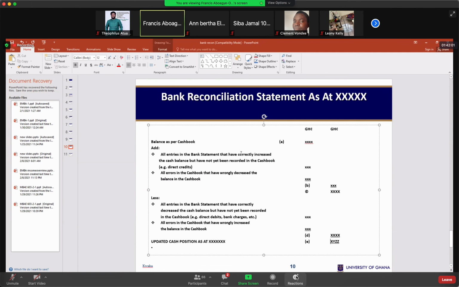So if you do all the entries, the entries like direct credit and maybe interest that you have received and all that, if you put all of them together, that will become the B.